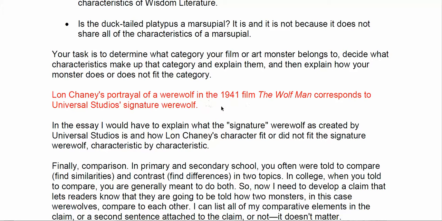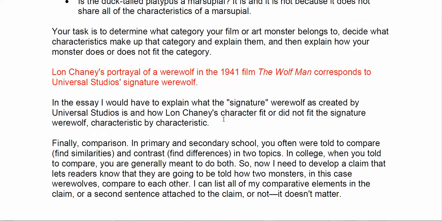My claim is that Lon Chaney's portrayal of a werewolf in the 1941 film The Wolfman, again here in red, corresponds to Universal Studios' signature werewolf. So then in the essay I'd have to explain what all these characteristics of a Universal Studio werewolf are, and explain how Lon Chaney's werewolf does or does not meet all of those characteristics. Does that make sense? And you might do that in 3 or 4 body paragraphs. In a really long research paper, those might be 3 or 4 bigger sections, right? We're doing a rather short paragraph, so this can be done, all in each characteristic in one paragraph.